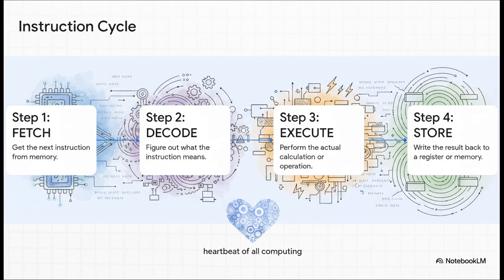And this four-step cycle, this is the fundamental rhythm. It's literally the heartbeat of all computing. It doesn't matter how complicated your software is, it all gets broken down into millions of tiny little instructions that the CPU processes by following this exact loop. Fetch, decode, execute, store. And it does this over and over and over, billions of times a second.